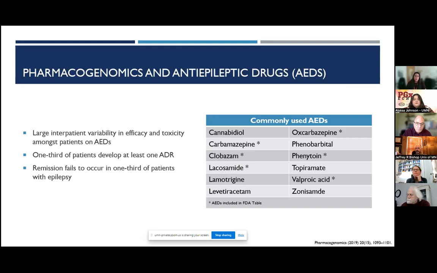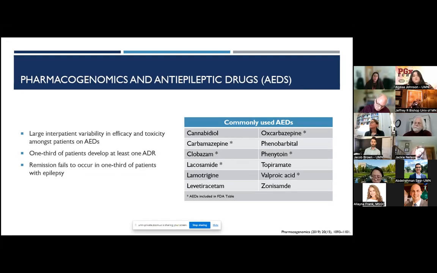So we know there is a large interpatient variability in both efficacy and toxicity amongst these patients on AEDs. Several of the commonly used antiepileptics are shown here in the chart. And with a few of these, we do have some genetic information available, but not all of them.